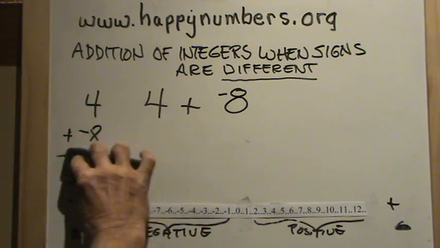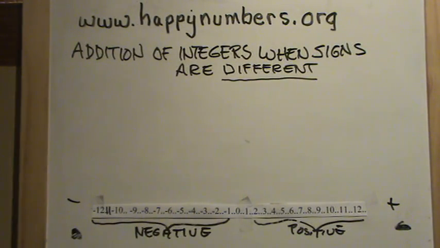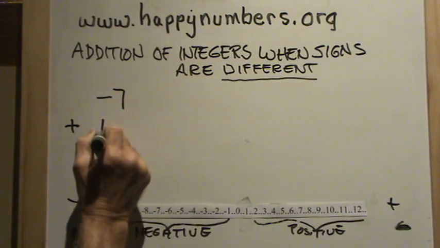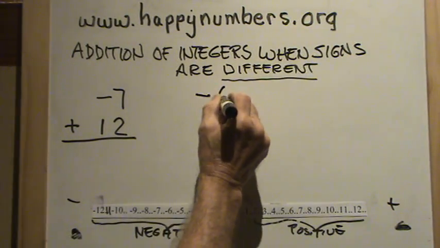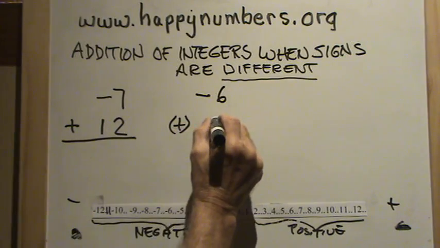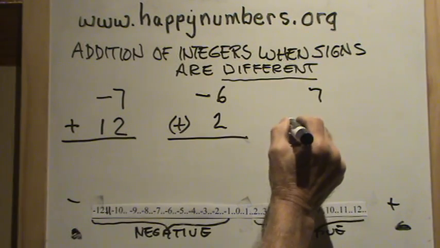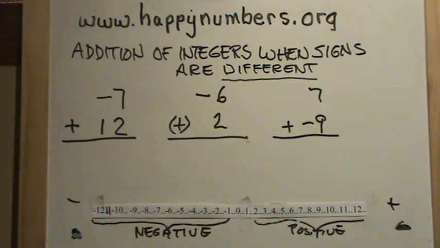Okay, well, I'm going to put up a series of problems for you here, and we'll let you work them. Negative 7 plus 12, I'll let you work that. Negative 6 plus 2, and 7 plus negative 9. Okay, put your DVD or video on pause and work these problems and then turn it back on again.